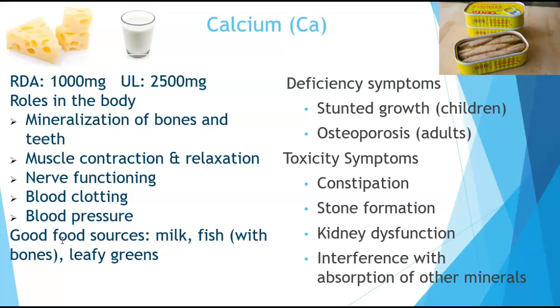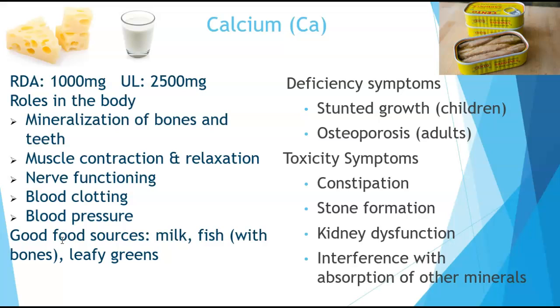Good food sources are milk and milk products, fish with the bones. So I have a little picture of sardines up there. Sardines are very tiny fish, and you normally eat not only the flesh of the fish, but you eat its bones with it. And if you're eating their bones, which is where they have a lot of calcium, you're going to get that in your body. And some leafy greens also have calcium in them.